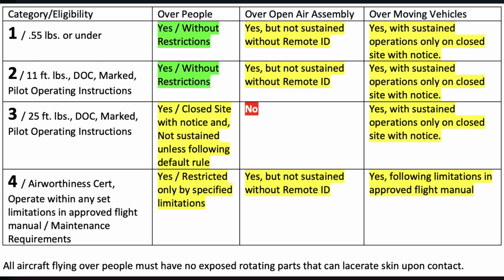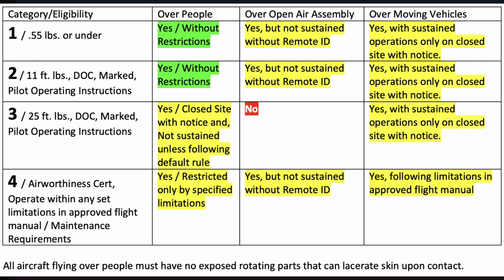And then category 4 aircraft is completely in a new realm, because now the aircraft has to have an airworthiness certificate. It can operate within any set of limitations in the approved flight manual. So the aircraft manufacturer has to have an entire manual, just like you do in a piloted aircraft. And there will be maintenance requirements with that as well. So that's something that's greater than 25 foot-pounds of kinetic energy should it strike a person.